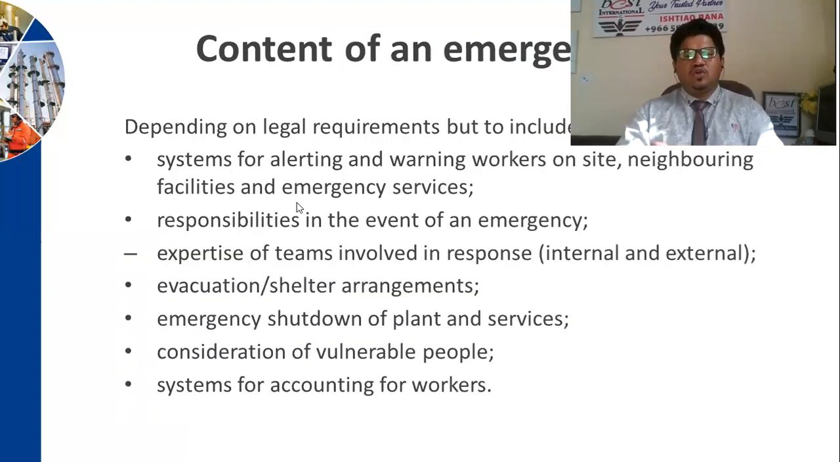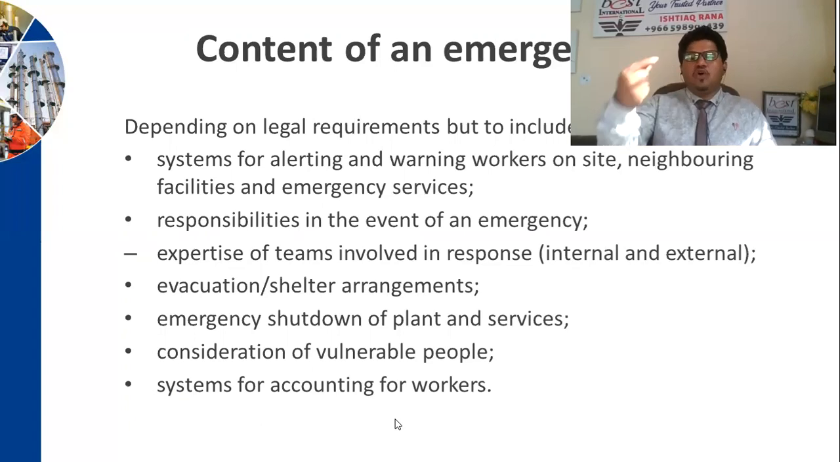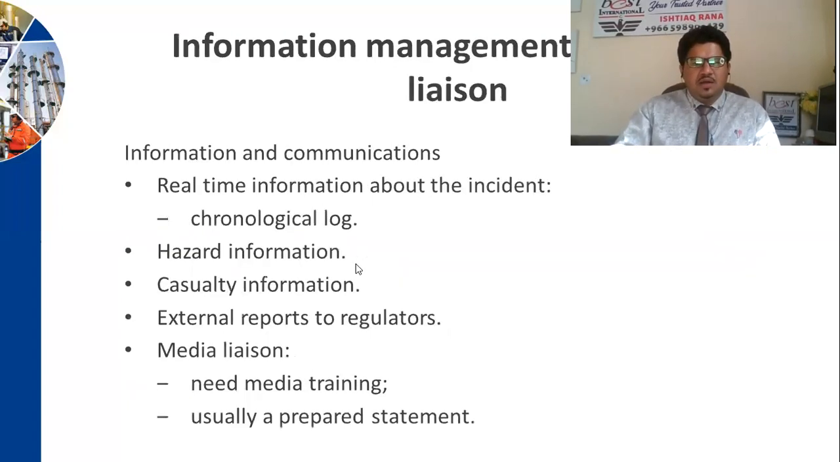Now, what is the content of an emergency plan? Depending on legal requirements, it should include systems for alerting and warning workers on site, neighboring facilities and emergency services, responsibilities in the event of an emergency, expertise of teams involved in response, internal and external, evacuation shelter arrangements, emergency shutdown of plant and services, consideration of vulnerable people, and systems for accounting for workers. So these are the content of an emergency plan.